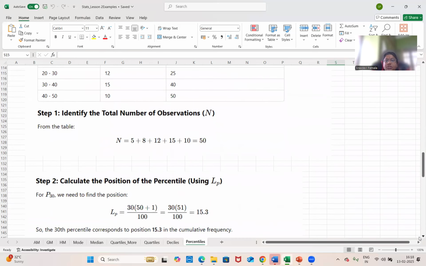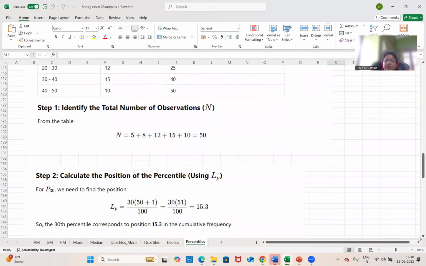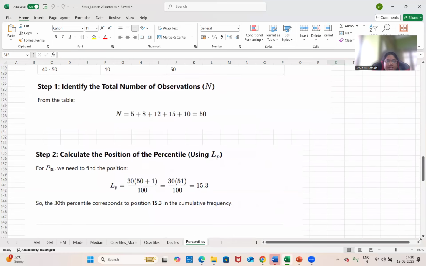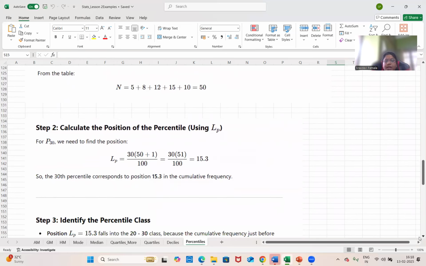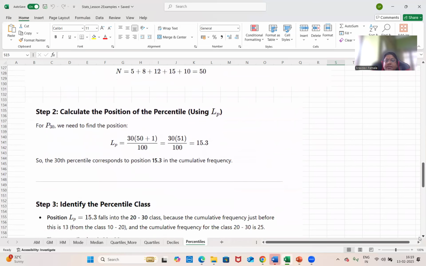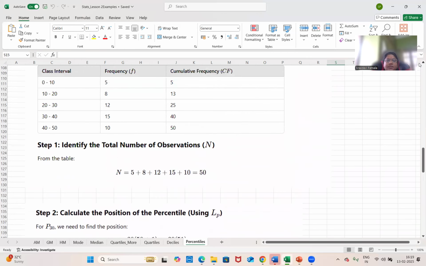In the previous formulas, only the data set is taken. Whenever the class frequency, class intervals, etc. are given, you have to use the summation of fi. Now LP is equal to P into (summation of fi plus 1) divided by 100. Just substitute, you will get 15.3. Now in the class intervals, you have to see the cumulative frequency where the value 15 can come. It cannot come under 13. It can come under 25. So the corresponding class interval is 20 to 30.